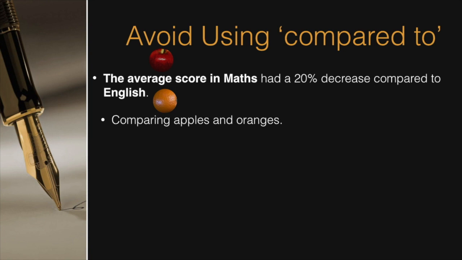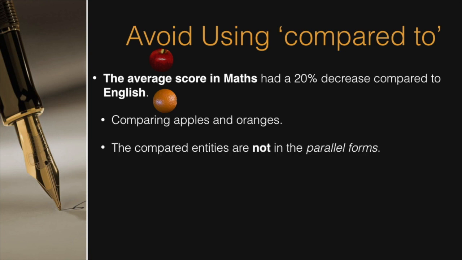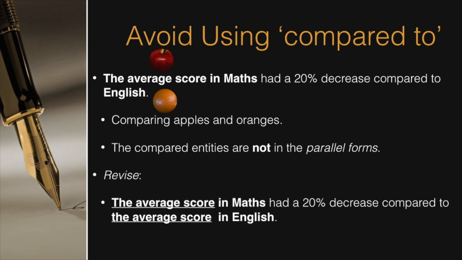This is happening because the compared entities do not have the same grammatical structure, or, as we described in the previous video, they are not in a parallel form. Now we can revise the sentence to be in the parallel form as: the average score in maths had a 20% decrease compared to the average score in English. Or if we do not wish to repeat the average score, we can say the average score in maths had a 20% decrease compared to that in English. Notice, despite these revisions, the sentence is still ambiguous and all the 3 meanings in the previous slide still apply.